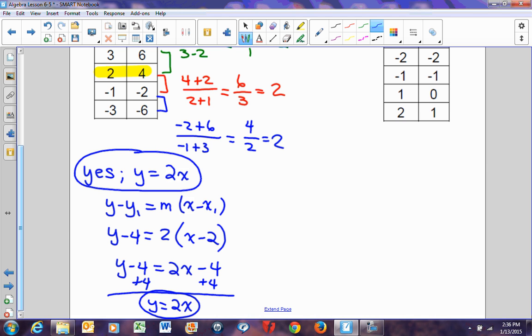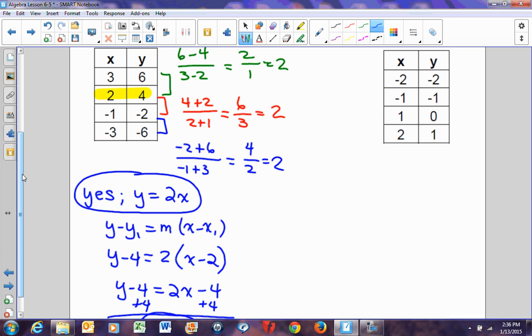Let's look at the second problem over here. Let's see if the second table forms a linear relationship. Again, look at your pairs of numbers. I'm going to look at the change in y over the change in x. -2 minus a -1 over -2 minus a -1. So basically -2 plus 1, which is -1, over -1, which is just 1. Simply 1.